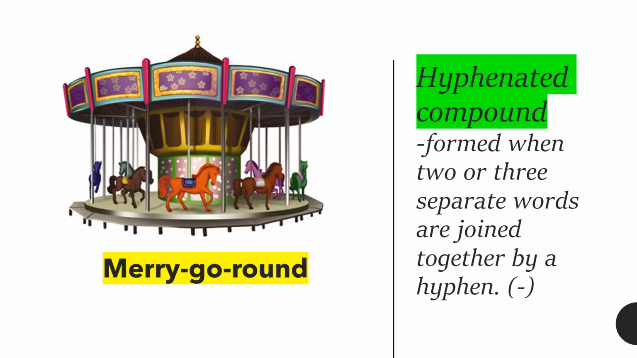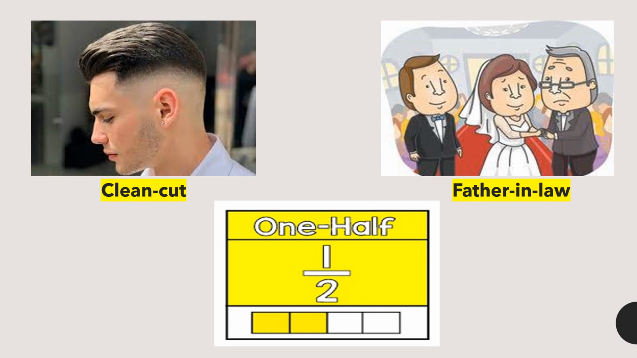The third type of compound word is the hyphenated compound. It is formed when two or three separate words are joined together using a hyphen. Example is what you can see in the picture, and that is the merry-go-round. More examples for hyphenated compounds, we have clean-cut, father-in-law, and one-half. We join the words using a hyphen.